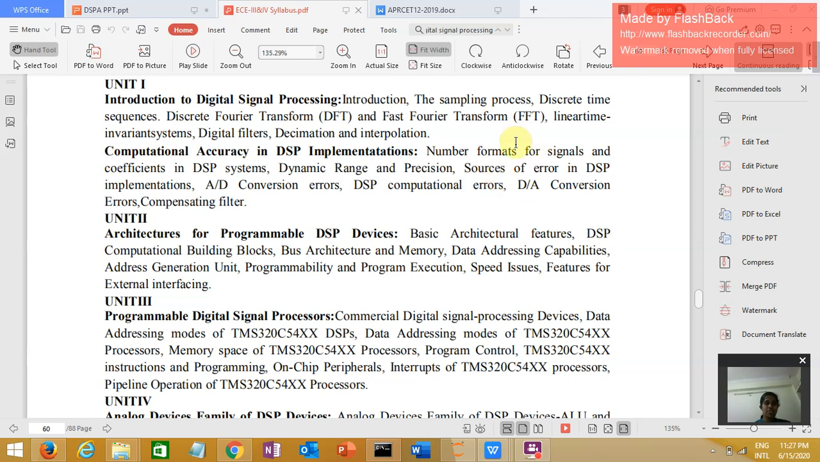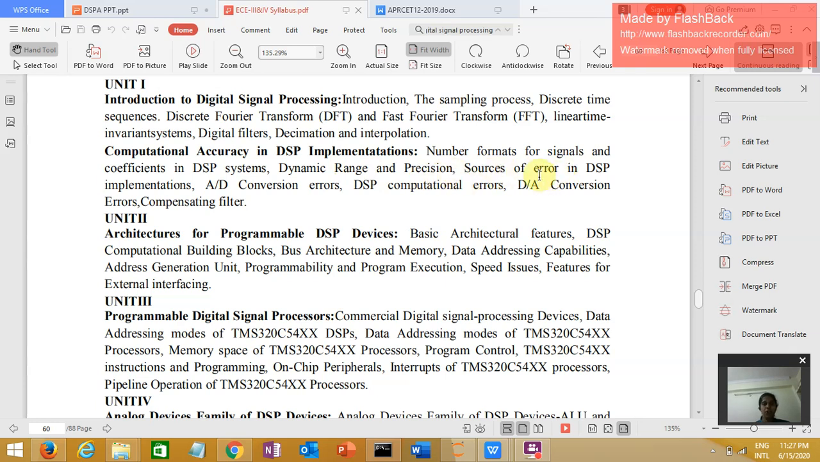Some of them are fixed point format, floating point format, and block floating point format. These are the things which we are going to discuss in number formats in DSP systems. We are also going to discuss the dynamic range and precision of these number formats. What is dynamic range? It is the ratio of the maximum value to the minimum value that the signal can take. And what is precision? It deals with the speed of DSP implementation.